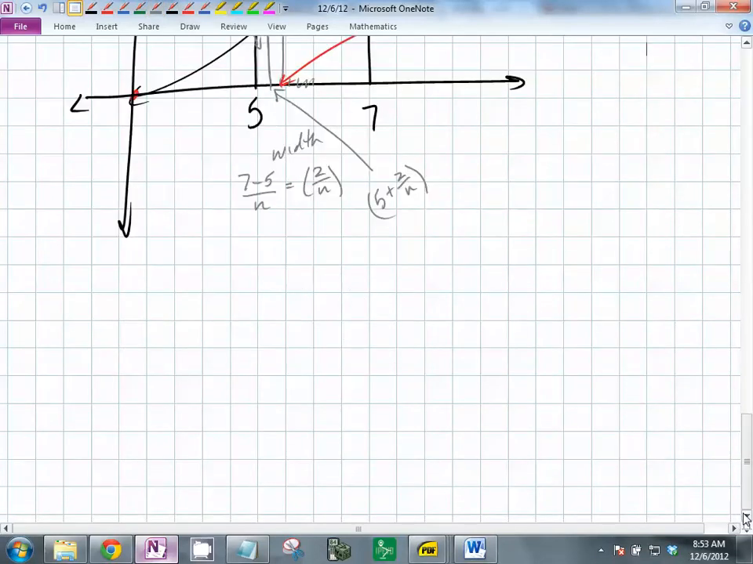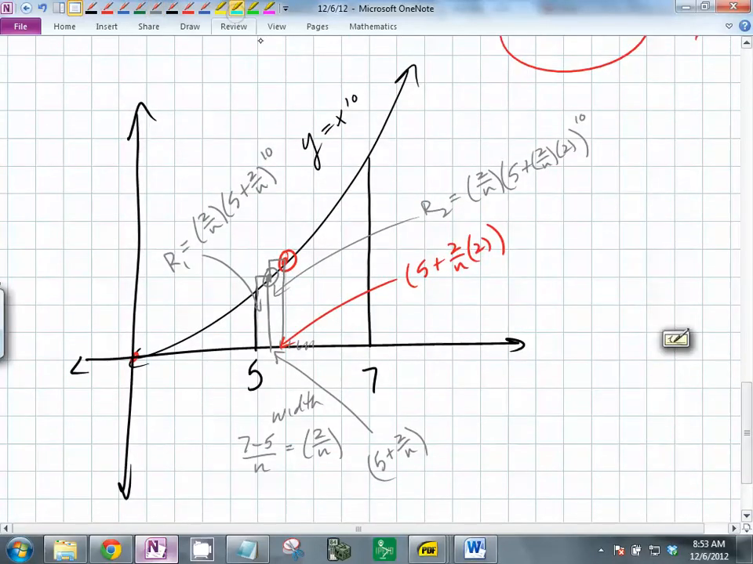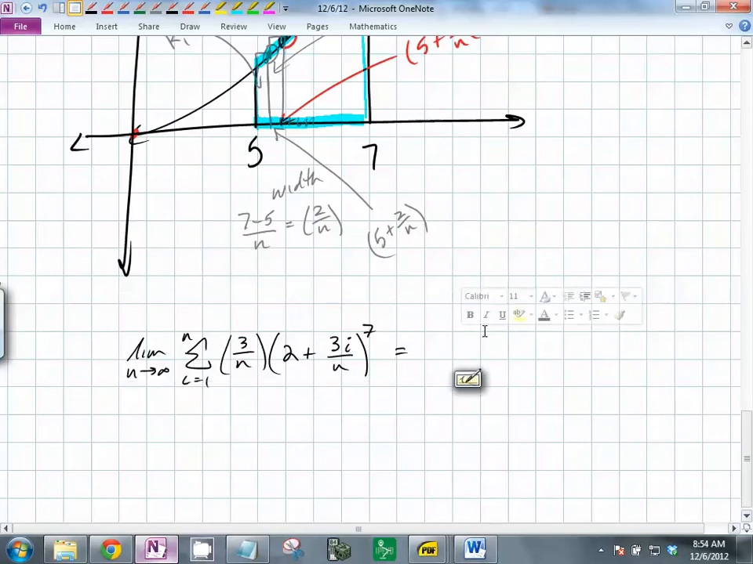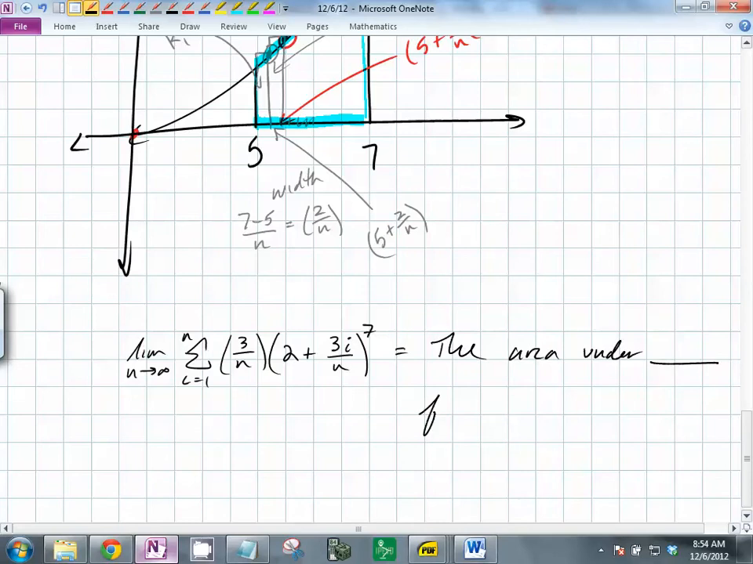What area are you actually finding? You're finding this area right here. Yesterday, what value did we start at? We didn't start at 5. What value did we start at yesterday in our examples? 0. Do you have to start at 0? No, you don't have to start at 0. This equals, don't say it out loud yet, but it's the area under what from what to what. That's what you're answering right there.